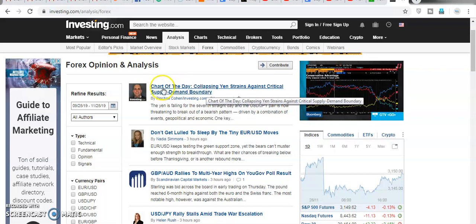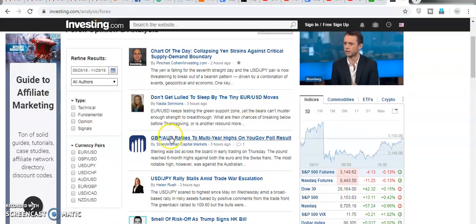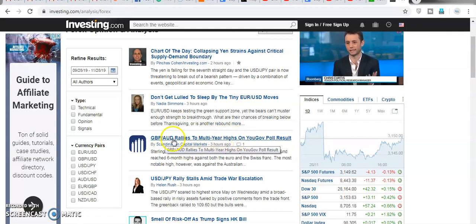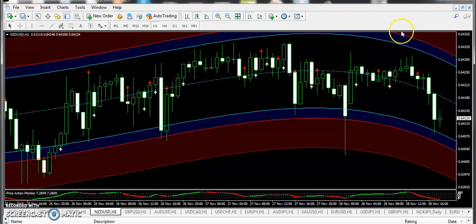They are quite helpful. For example, the chart of the day: collapsing yen strains against critical supply demand boundary. So you need to read this article. Great Britain pound AUD: now this article is about Great Britain pound AUD. So those traders who are dealing with that pair will come to know what's going on. These are quite professional. They will help you understand what the market is doing. For example, they are talking about USD JPY. So be careful, you need to read this article and then plan your trades accordingly. They will be able to help you in your trading decisions.